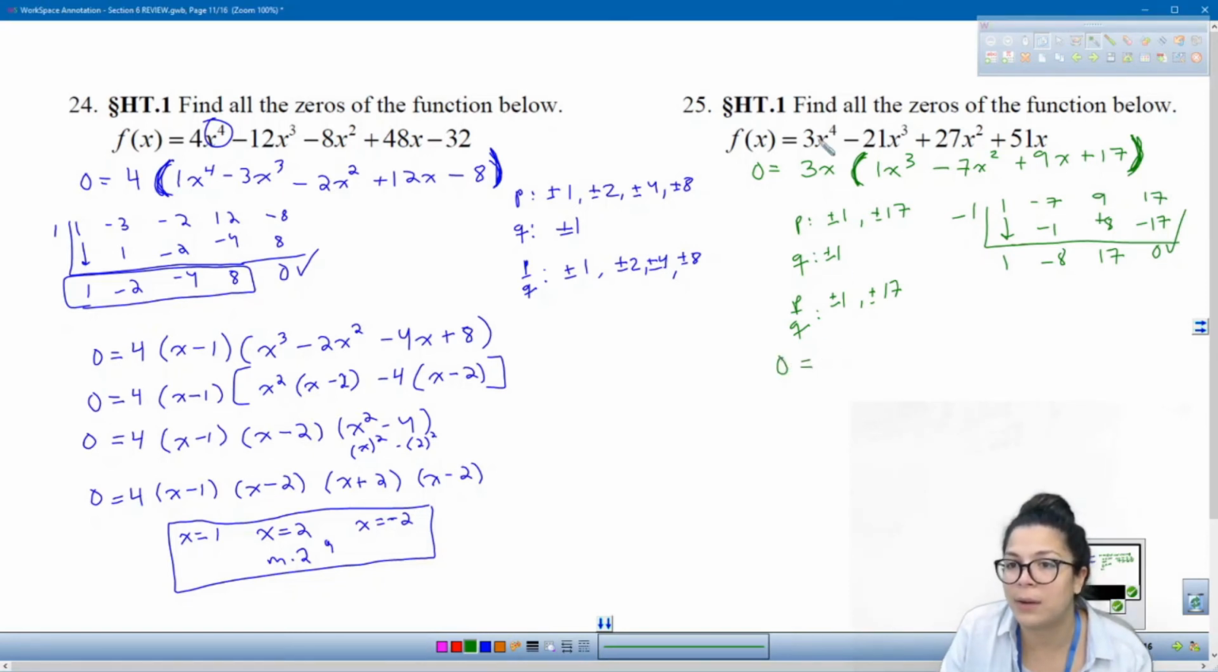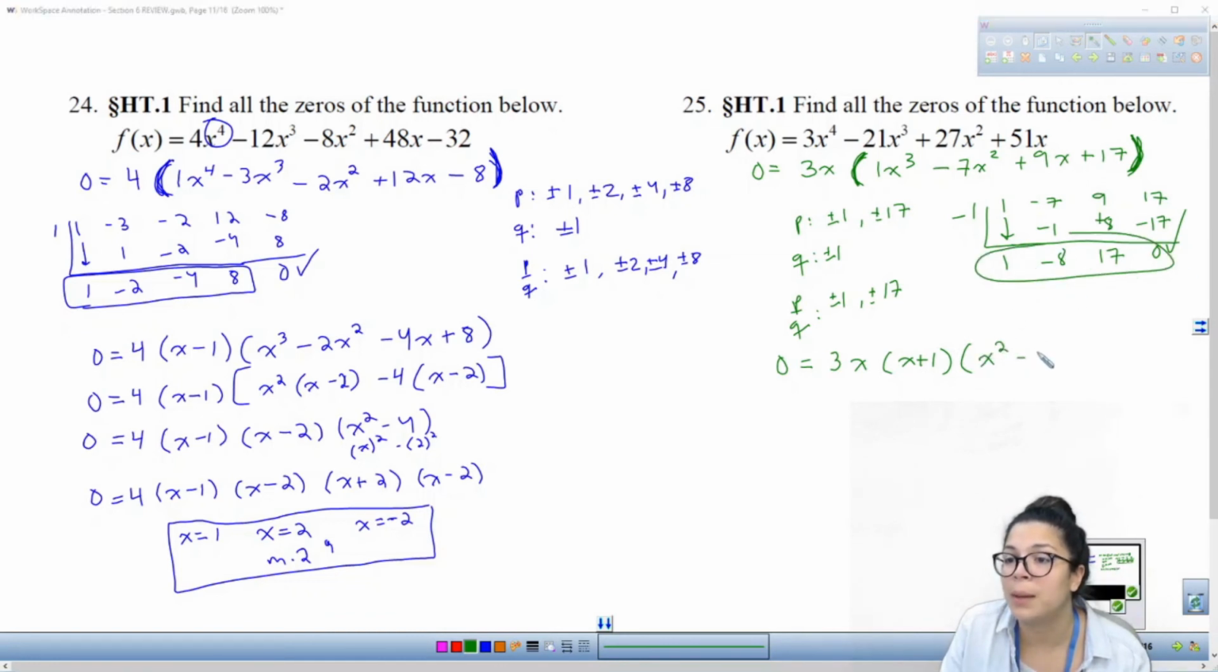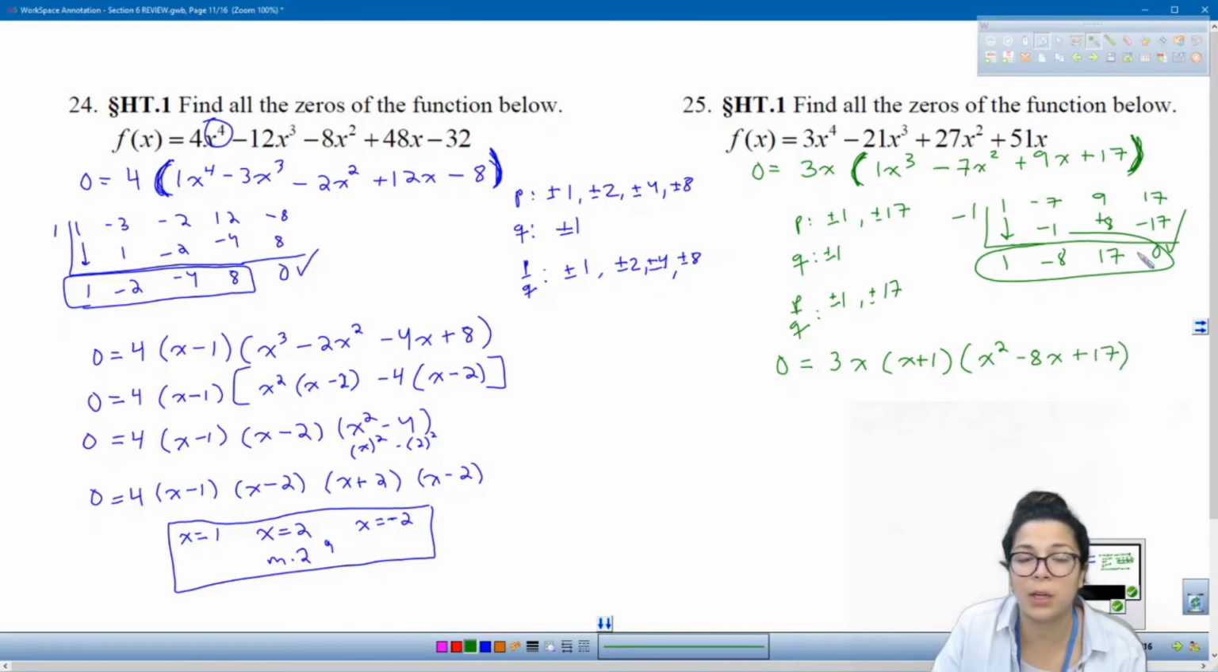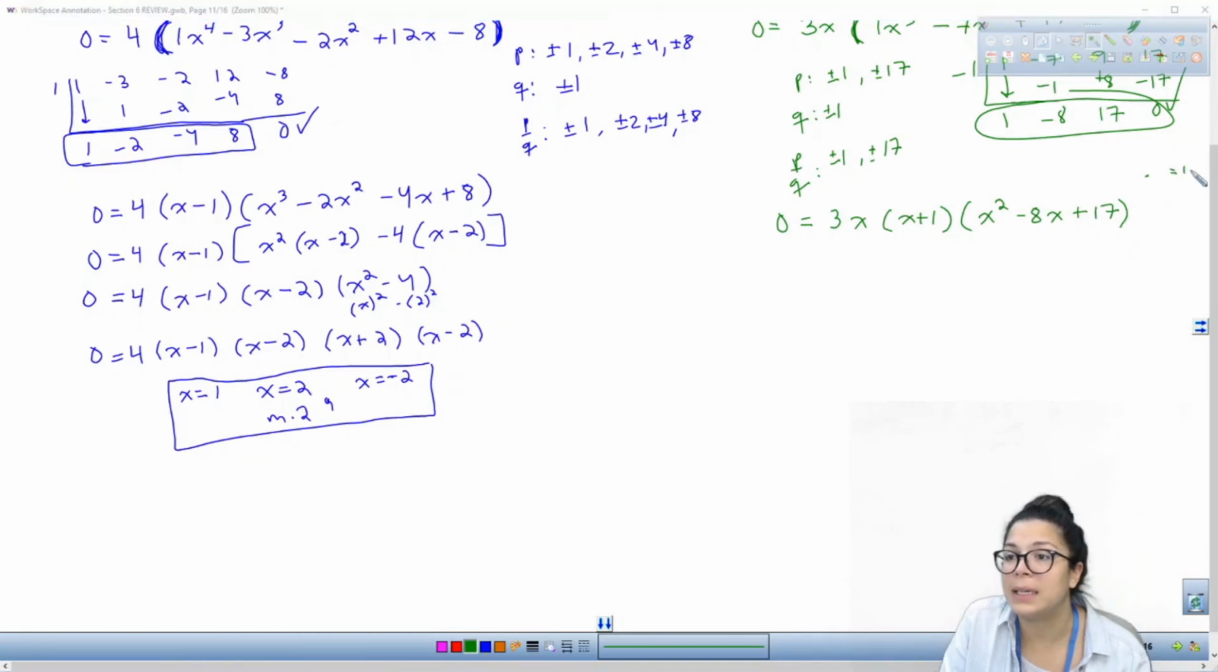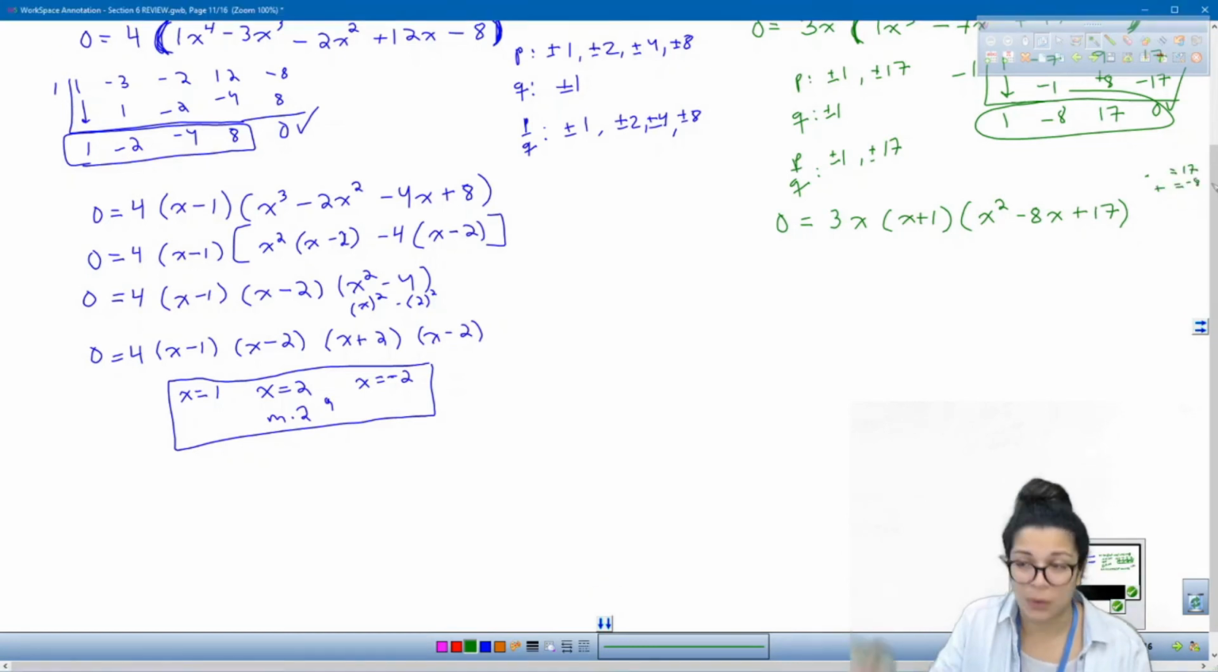Okay, so I'm going to bring this down. I already have the 3x factor in front. I took this polynomial and divided it by x plus 1. And the result that I got is right here: 1x to the power of 2 minus 8x plus 17. Now, this is a trinomial, so I could try to factor it, okay? Multiplies to 17, adds to negative 8. The only things that multiply to 17 are 1 and 17. So we cannot factor this further. So this is the entire factored form.